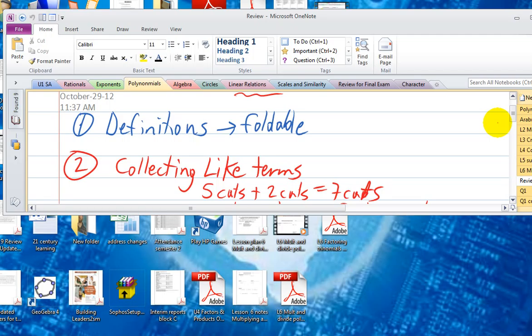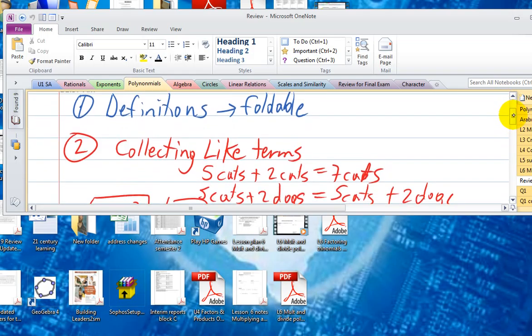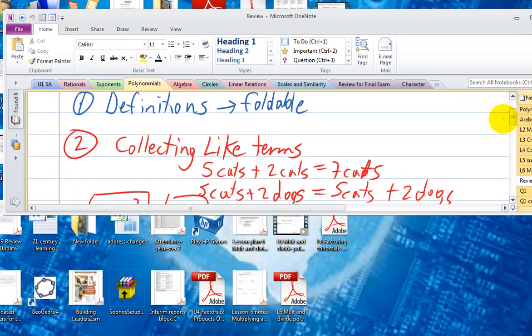Make sure we're writing this down. Okay, these are good examples and analogies that we talk about. But if I have 5 cats and 2 dogs, I simply have 5 cats and 2 dogs. You can't put those together.